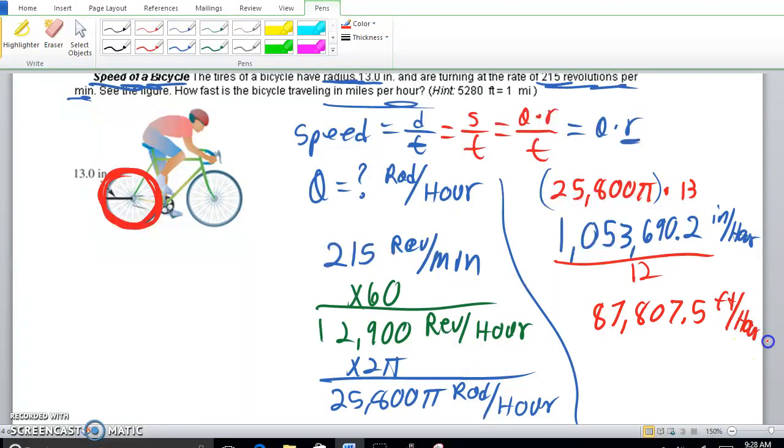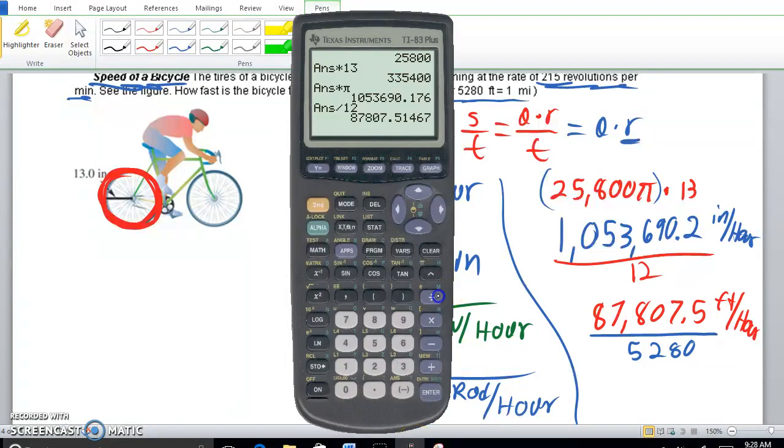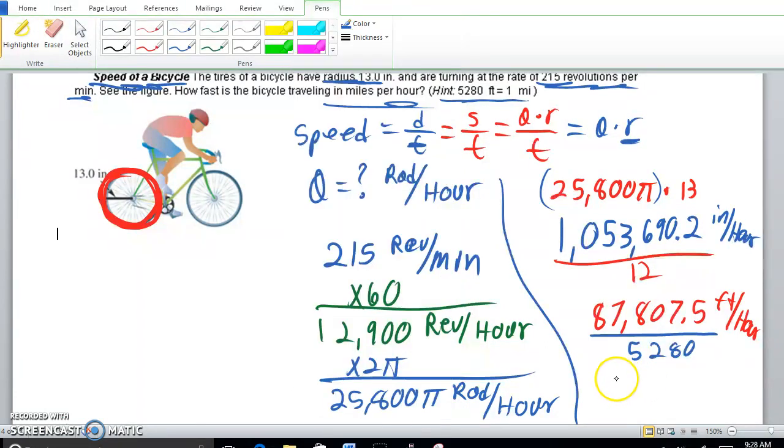But once again, I need to put it into miles. And so if you look up above, I do have this conversion for you right there. So every 5,280 feet gives you a mile. So we're going to divide that by 5,280. So that will convert it to miles for us. So divided by 5,280 right here. So we're going to get 16.6. That sounds good. So 16.6 miles per hour.